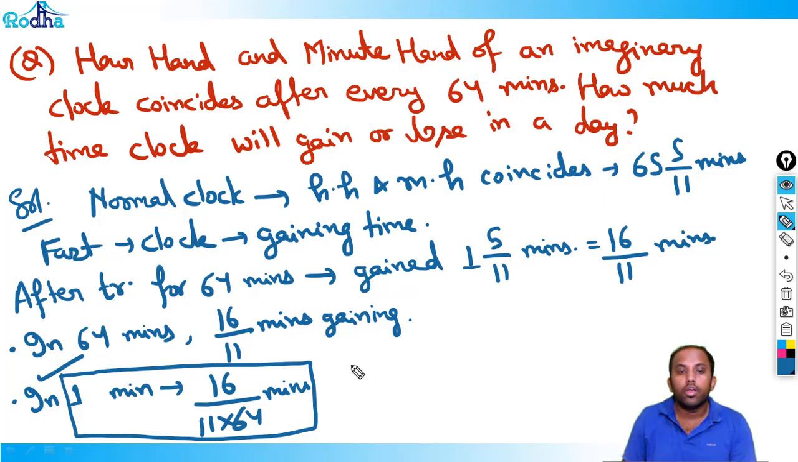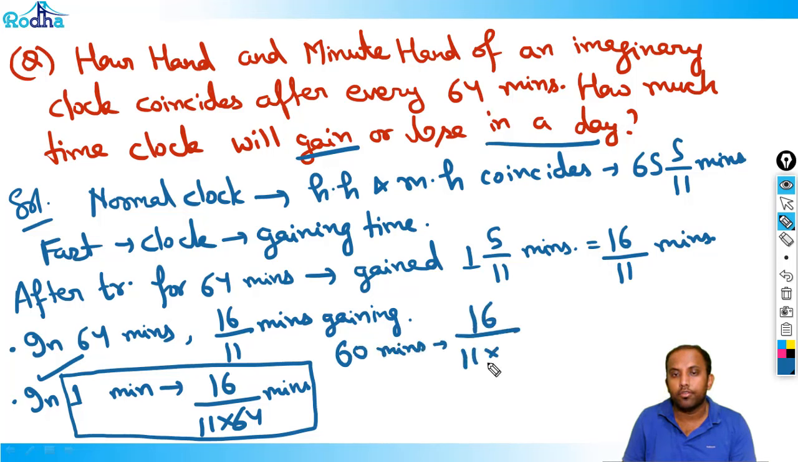Okay. So now our question is, in a day how much will it gain? In a day means 24 hours. So in 1 minute how much? In 1 minute this much. So in 60 minutes it should be 16 by 11 into 64 into 60.